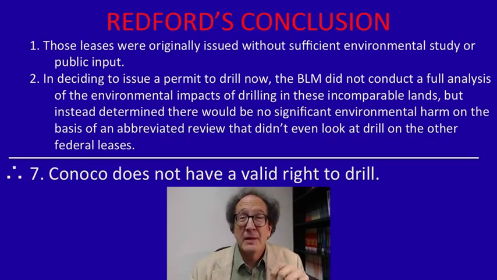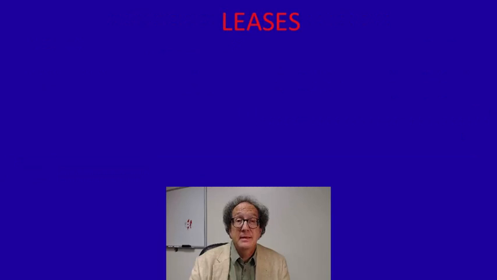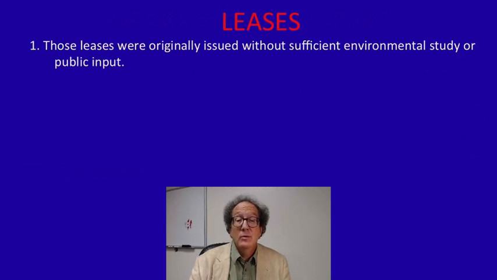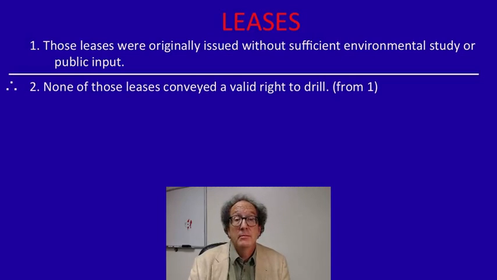Because in order to have a valid right to drill, Conoco needs to have a lease and a permit. Redford argues that there are problems with both the lease and the permit, but the considerations are a little different, so we need to separate those two parts into different arguments. The first part of his argument concerns the leases. He says that the leases were originally issued without sufficient environmental study or public input, therefore none of the leases conveyed a valid right to drill.